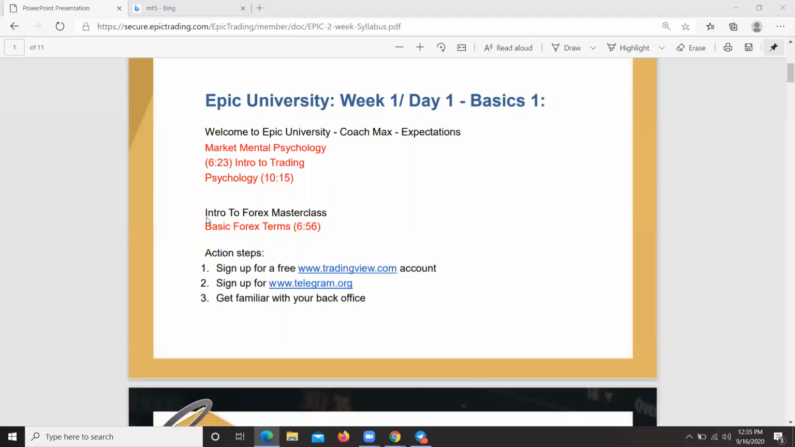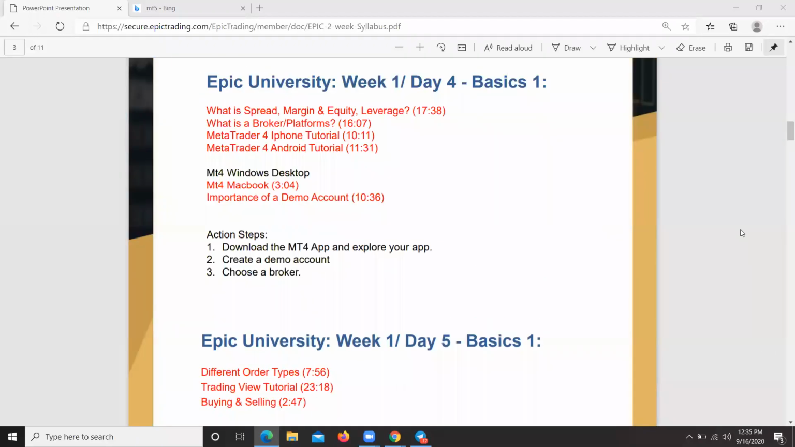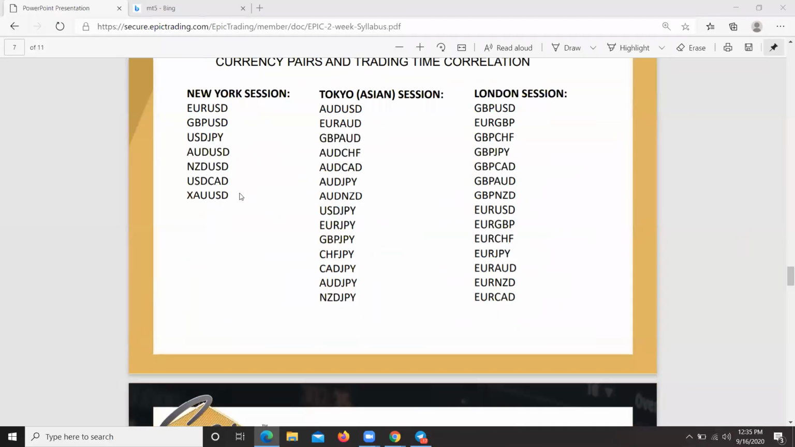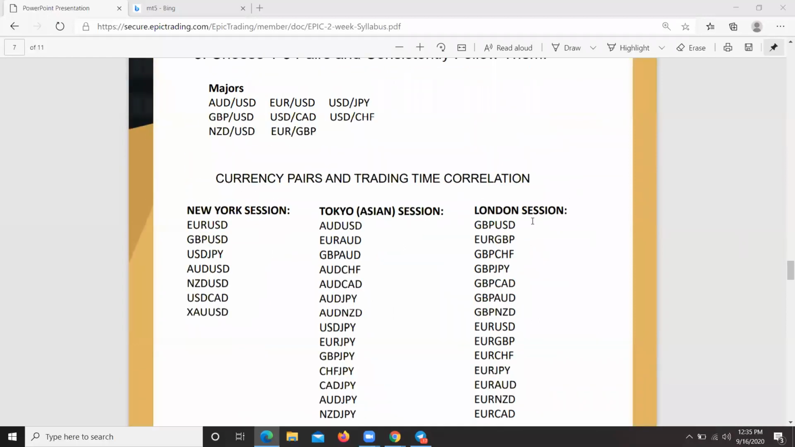Gold is an asset that you really shouldn't be trading right at this moment. What you should be trading is right here inside the syllabus. If it's not on here, then you shouldn't be trading it because it's not for you.